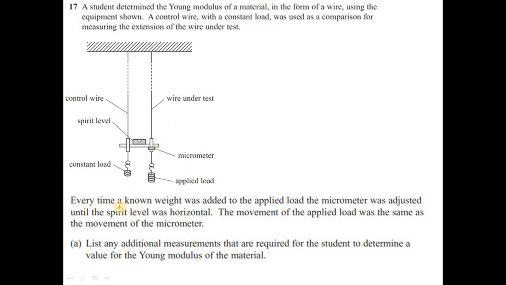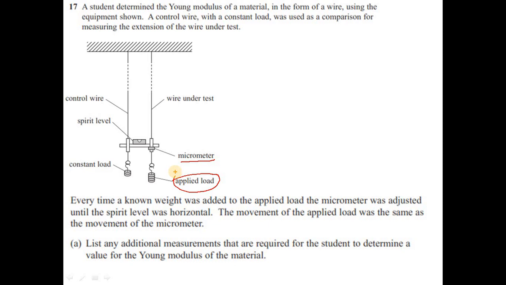Every time a known weight was added to the applied load, the micrometer was adjusted until the spirit level was horizontal. The movement of the applied load was the same as the movement of the micrometer. So list any additional measurements that are required for the students to determine a value for the Young modulus for the material.